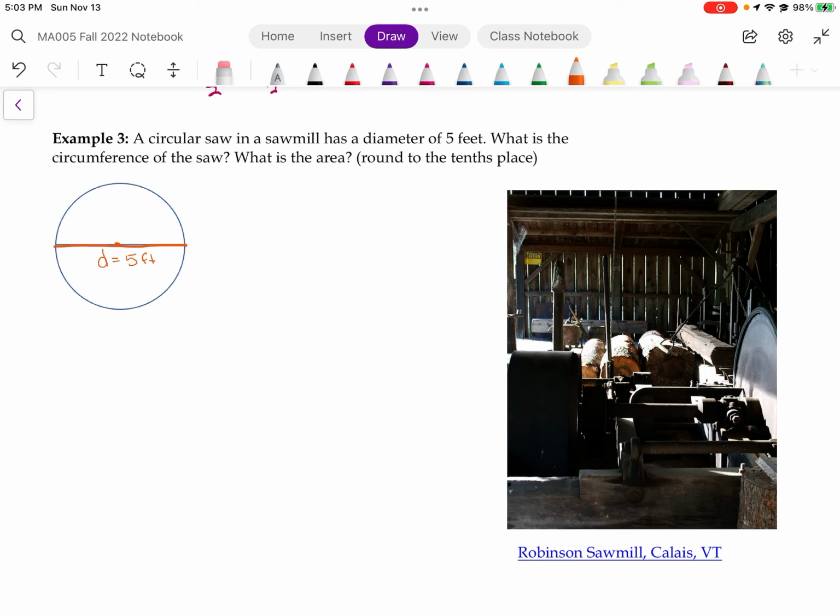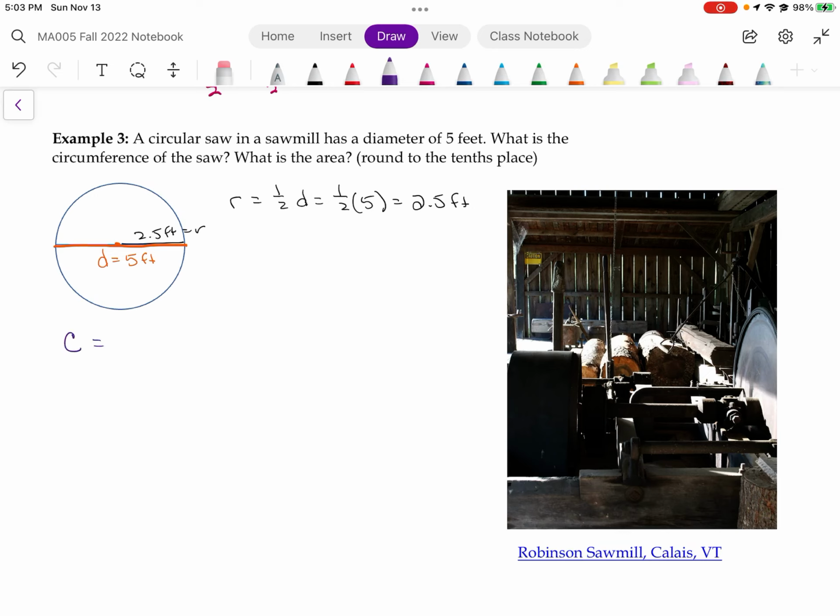And we need R for the area. So let's go ahead and find it. R is going to be 1/2 of D. So that's 1/2 of 5, which is 2.5 feet. So that's halfway across, right? That's 2.5 feet. That's R.